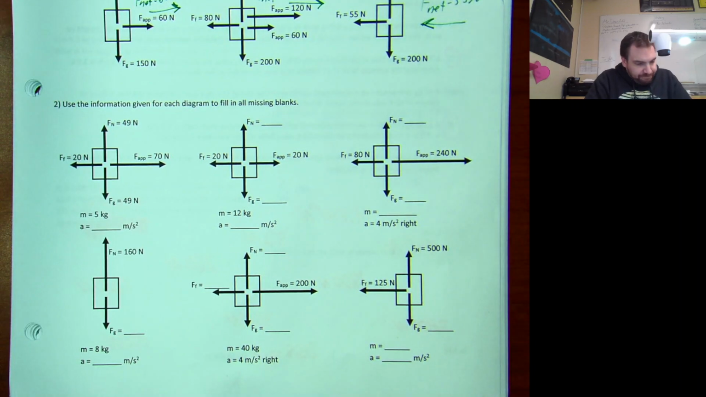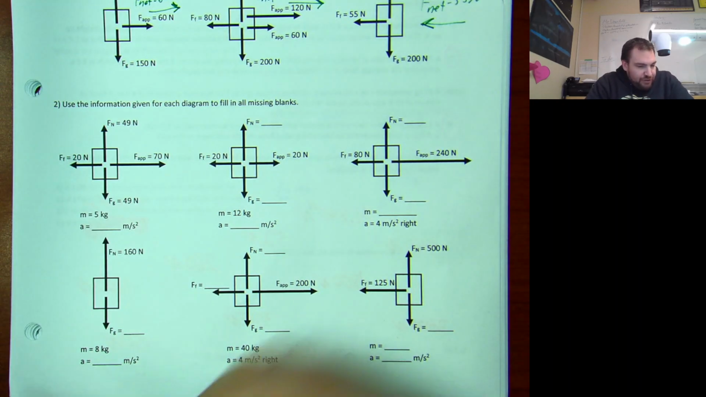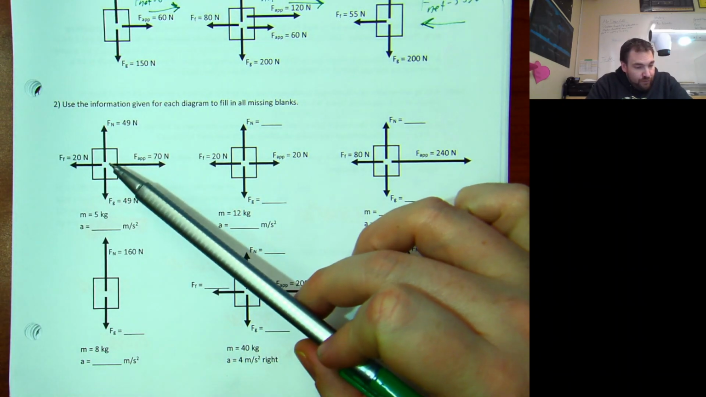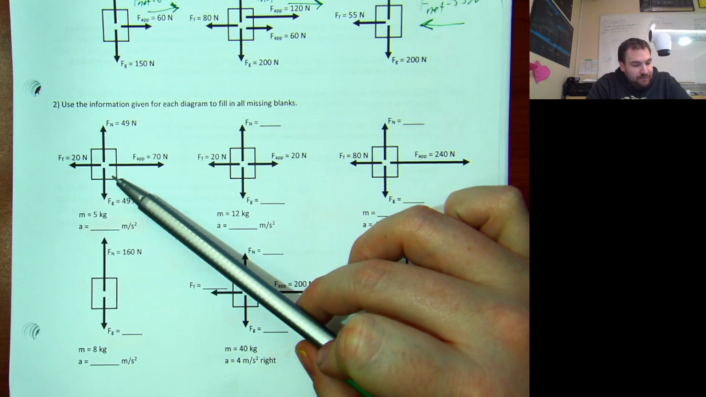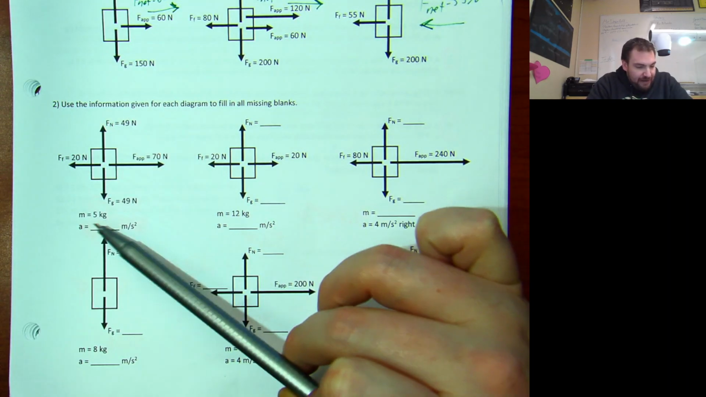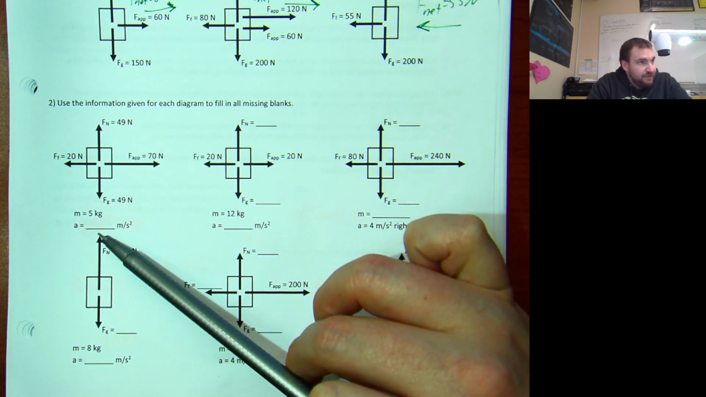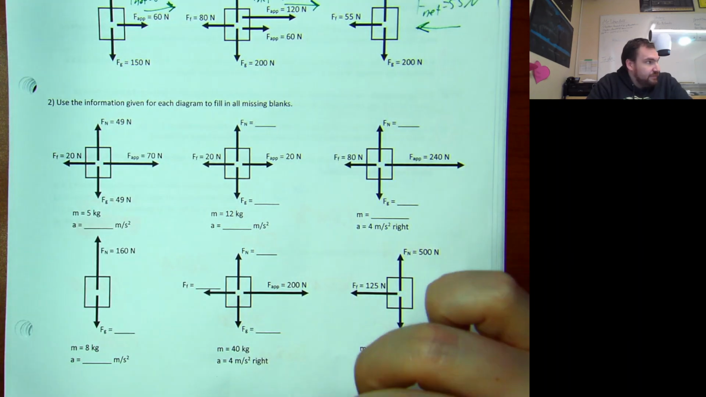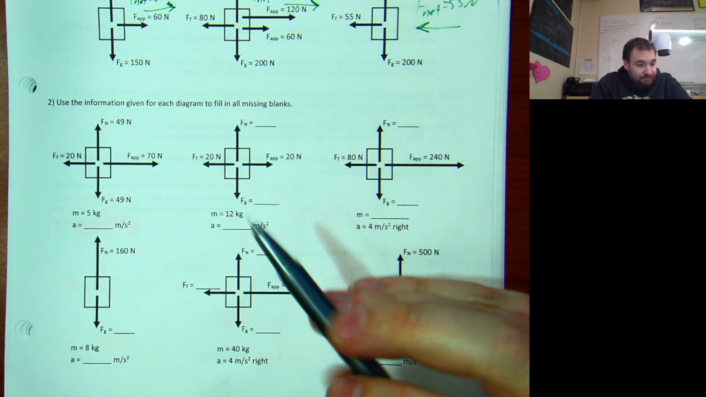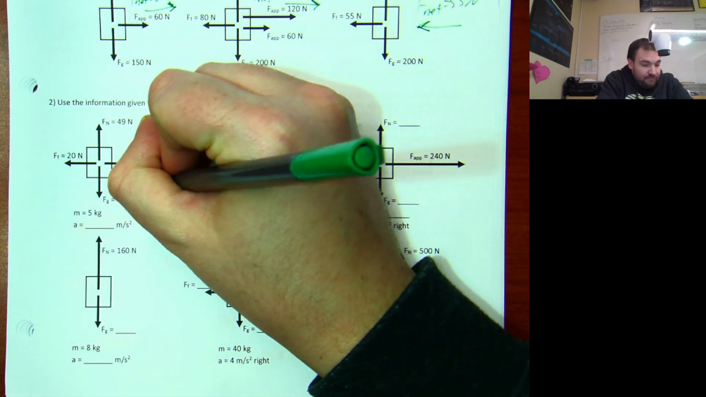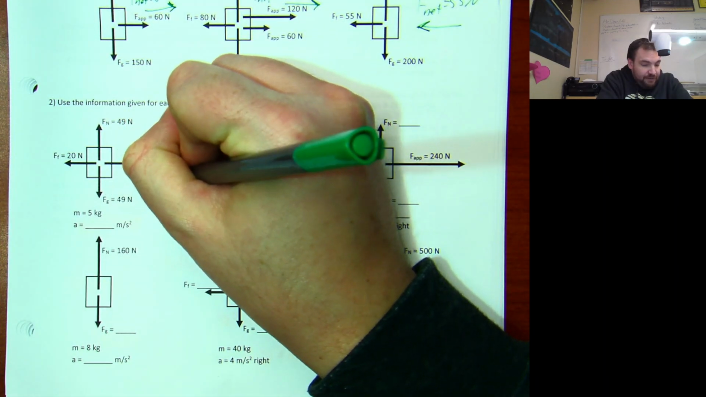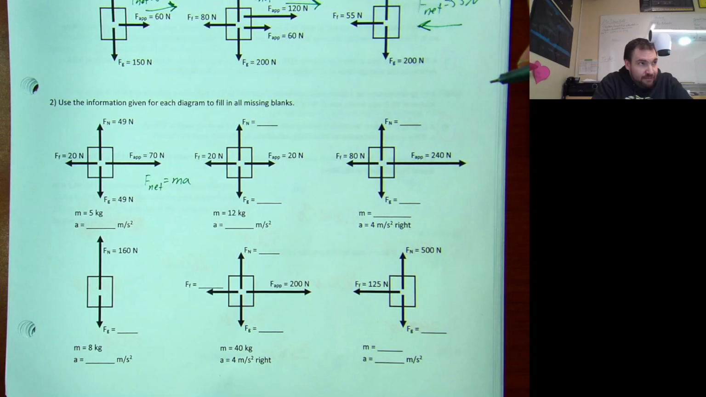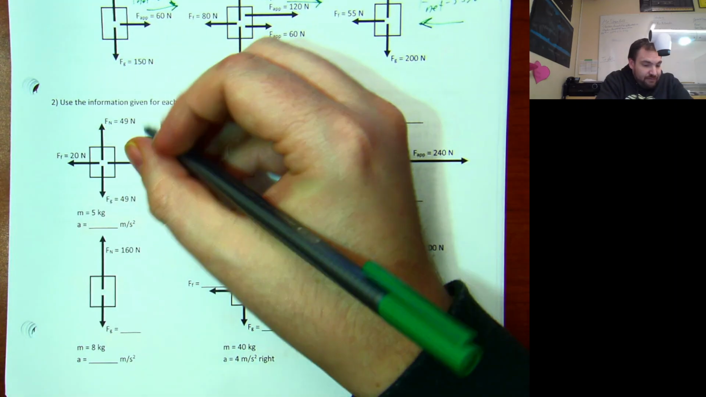Okay, this one. Use the information given from each diagram to fill in all of the missing blanks. So, this block here, we know all the information up here. We know the mass of the block is 5. We're looking for the acceleration. How are we going to find the acceleration? Well, F net equals ma, therefore acceleration is F net divided by mass.